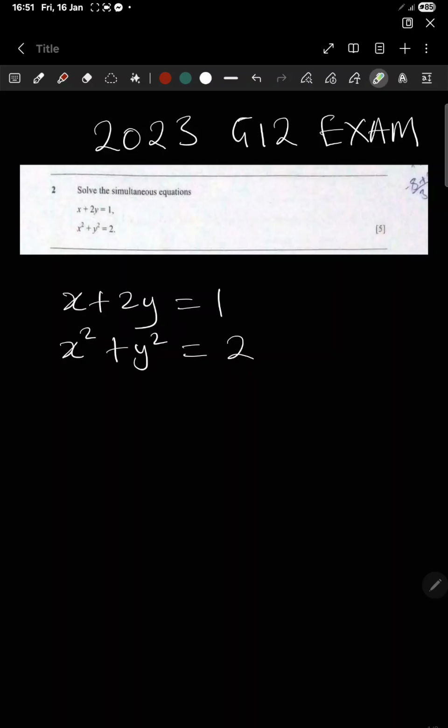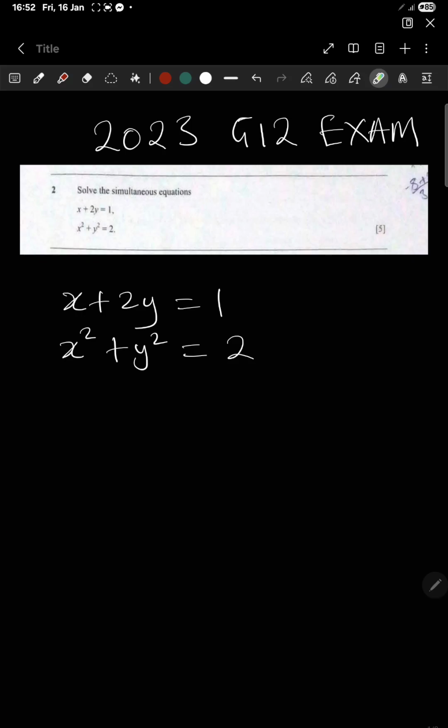To solve simultaneous equations, you are supposed to know the methods used. We have so many methods. Among them, we have the elimination method, the substitution method, and the matrix method. Then we also have the graphical method, that is under grade 12. So in this question, we are going to use the substitution method.